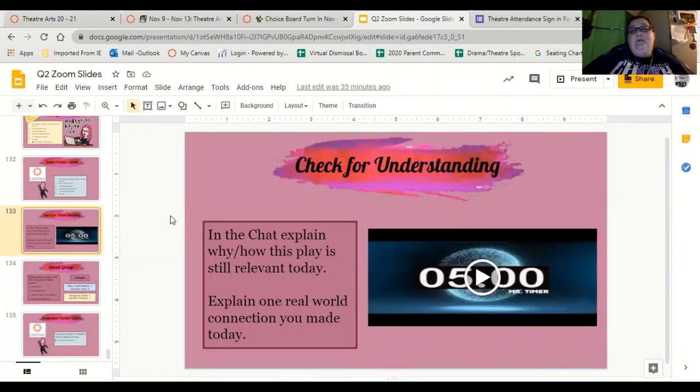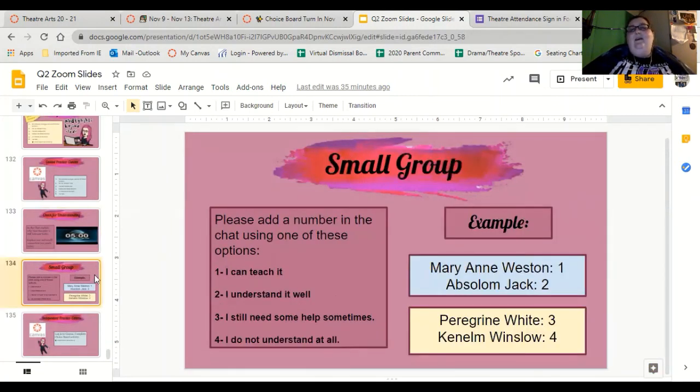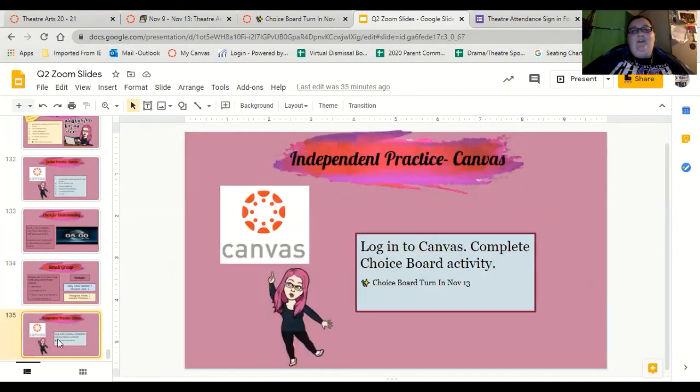So at this point, we would turn to our slides, and I would ask you to explain why or how this play is still relevant today, explaining one real-world connection that you made. I would have you rate your learning 1 through 4, and you would be released to complete your choice board activity.